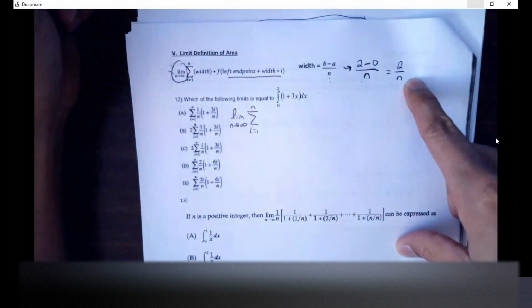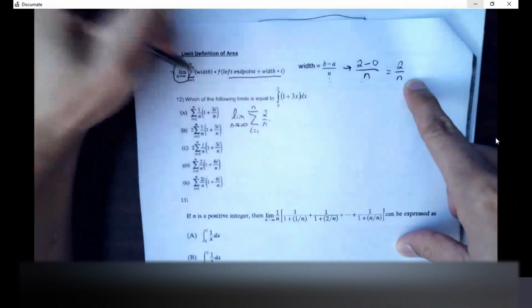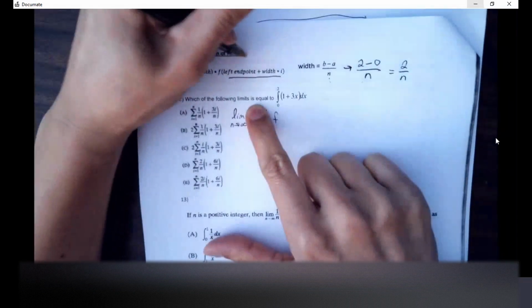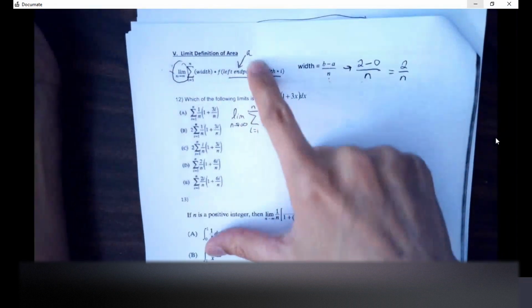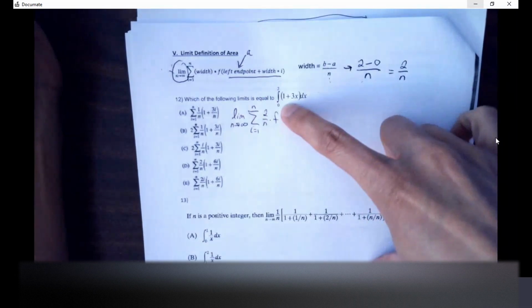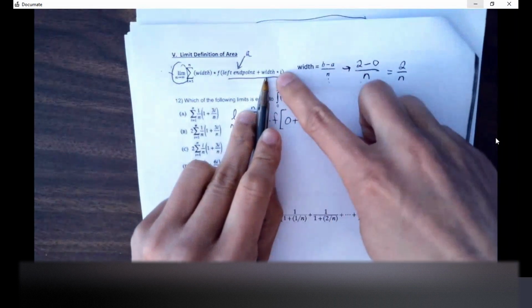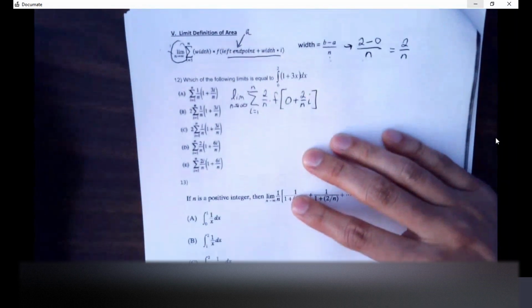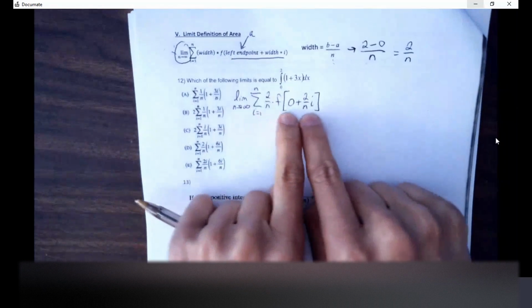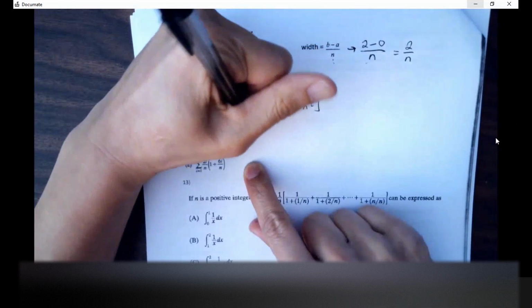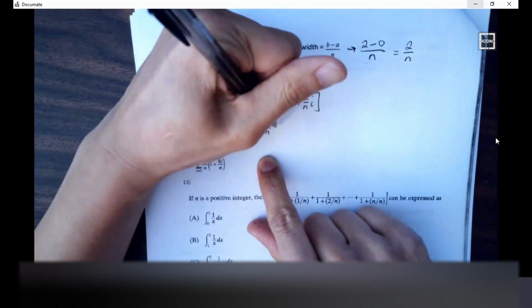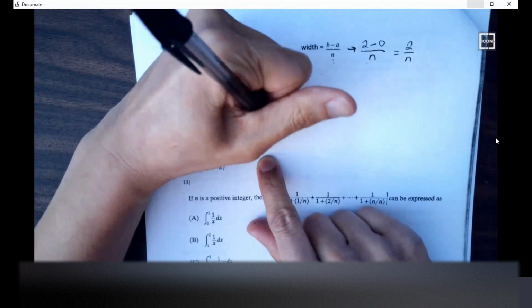Width, that's my width, 2 over n, times f of left endpoint. So just understand your left endpoint is your a value, and my a value is 0, plus width times i. So 2 over n times i. Okay, so I'm going to do a little bit of cleanup. You see how the 0 can drop out. So I'm just going to rewrite this as 2 over n times f of 2 over n i.